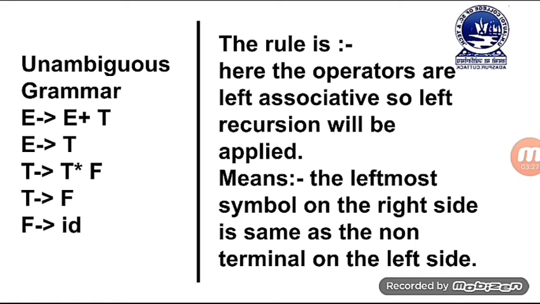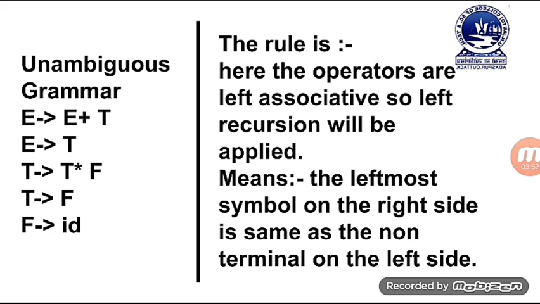Now you can see here. First, we were taking the plus operator: E implies E plus T. Here you can see that the left side non-terminal and the leftmost symbol on the right side are the same. Similarly, we are taking the multiplication operator here: T implies T into F. Here also the left side and the leftmost symbol on the right side are the same.